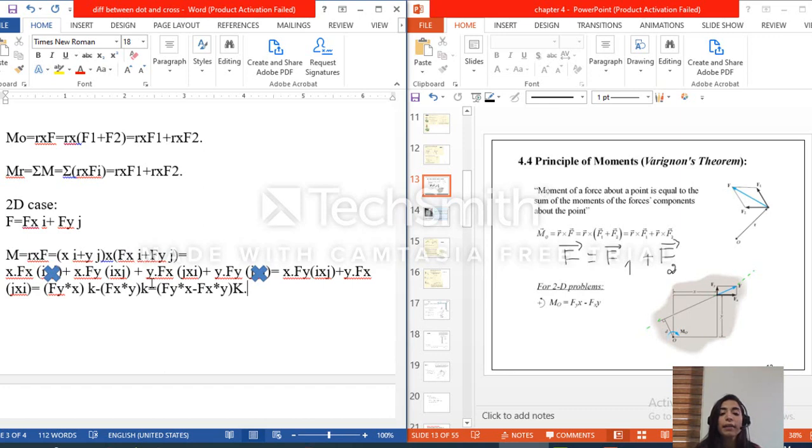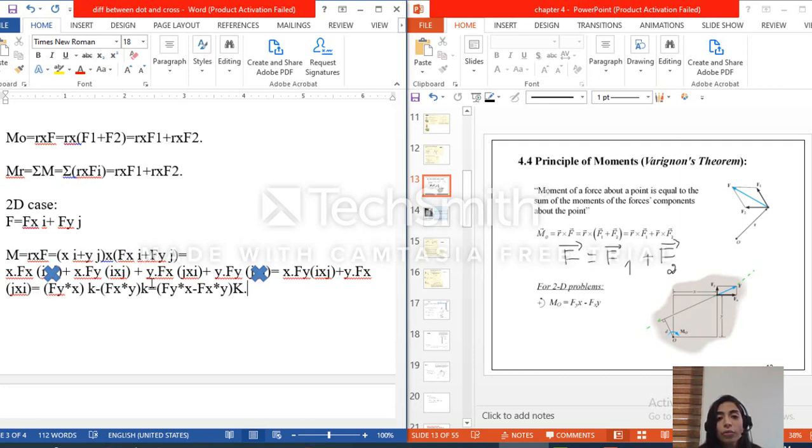So this is basically the moment of a force where I know the components in the x and y plane. First of all, I know that F is equal to fx i plus fy j, but I also know that r, which is the position of F, is equal to x i plus y j, so I can do the distributive law, and the answer could be applied for any 2D case. The moment is equal to fy x minus fx y, and the direction is in k.